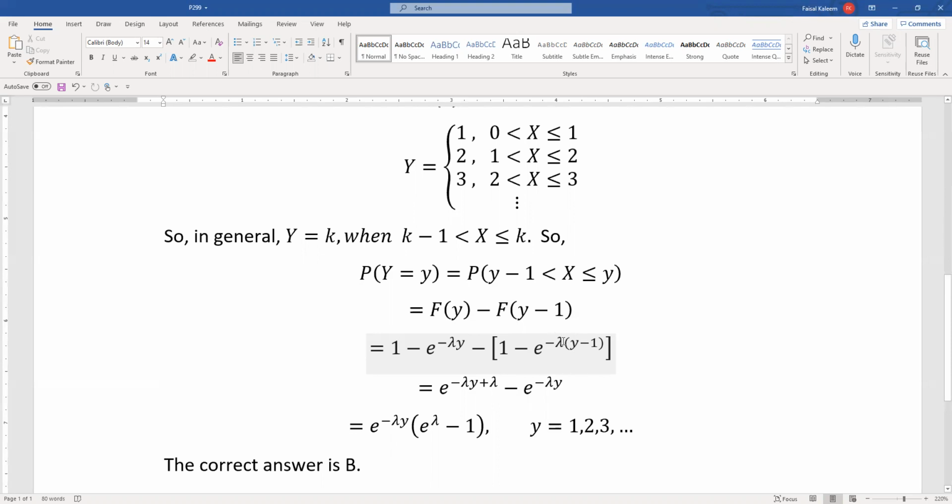So then I distribute this. So this is e to the negative lambda y plus lambda. And then this one minus e to the negative lambda y. And from these two, I factor e to the negative lambda y. I'm left with e to the lambda from the first one and negative 1 from the second one. And y, as we can see from here, takes on the values 1, 2, 3, and so on. And this is choice B.